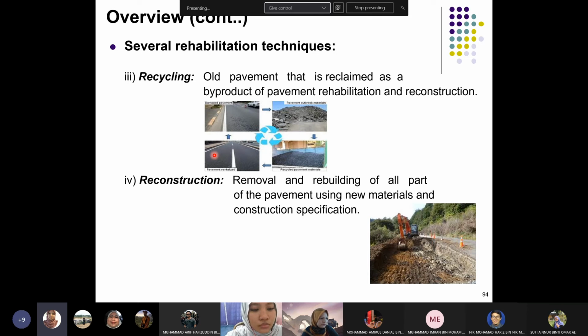Alright, and then they go for reconstruction, removal and rebuilding of all parts of the pavement using new materials and construction specification. So if you look at this, reconstruction, as I told you just now, this is the least option, or the last option you can opt for. If the pavement cannot be solved with any of the top three techniques, then the last one, you go to this. Why?